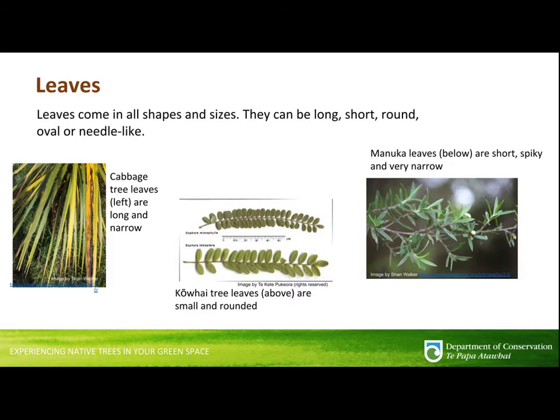Just to recap some main points from yesterday, leaves come in all shapes and sizes. They can be long, short, round, oval, or needle-like. And here are some examples. The cabbage tree, which is needle-like. Our kowhai trees, which is small and rounded. And our manuka leaves, which is short and spiky and very narrow.